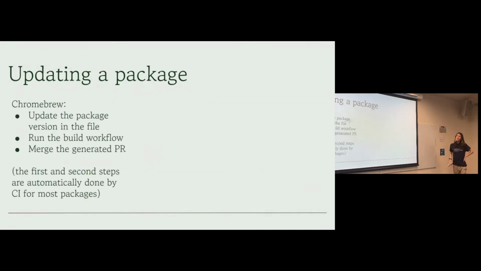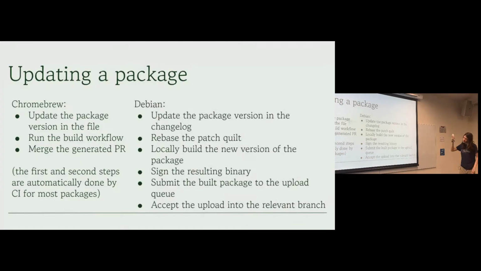Updating the package. In Chrome boot, you update the package version in the file, you run the build workflow, and then you or someone merges the generated pull request. Now, note that the first and second steps are automatically done. We have CI that automatically does this for most packages, so you only have to merge a pull request. But in worst case scenario, you have to edit the package version in the file, click run build, and then merge.